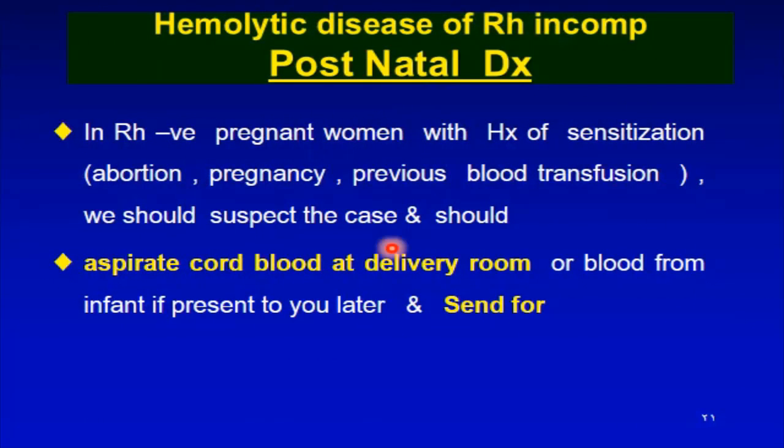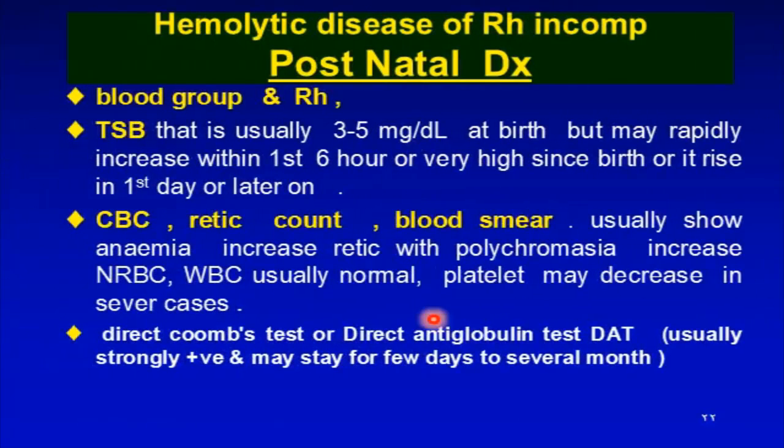Now, for the postnatal diagnosis, in an Rh-negative pregnant woman with a history of sensitization by abortion, pregnancy, or previous blood transfusion, we should suspect the case and should aspirate cord blood in the delivery room, or blood from the infant presenting to you later, and send it for blood group and Rh. TSB, which is usually 3 to 5 milligrams at birth, may rapidly increase within the first 6 hours, or be very high since birth, or rise in the first day or later on.